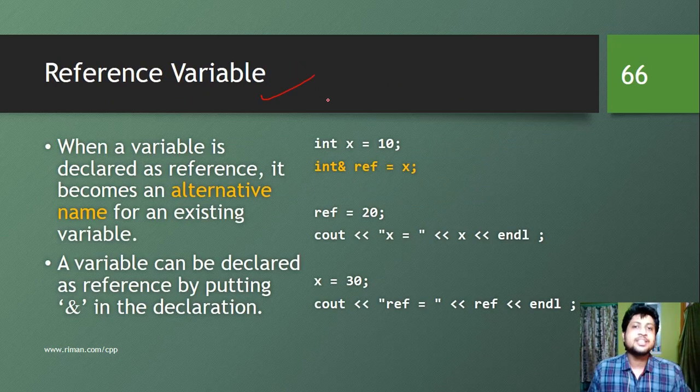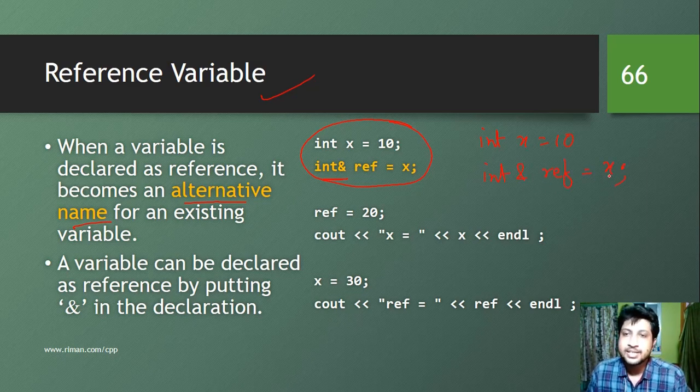So the reference variable is a new concept in C++. It was not present in C. What it does is create an alternative name for an existing variable. So what is happening if we have this kind of statement? The ampersand operator is used to declare a reference variable. So if we have int x = 10, we can create a reference of this x as int &ref = x.